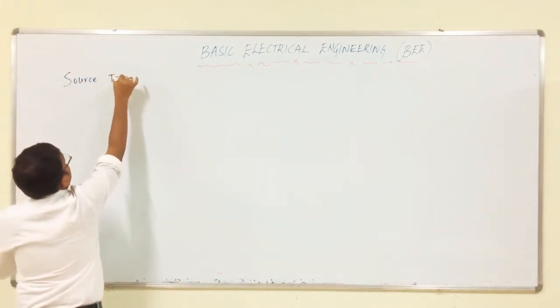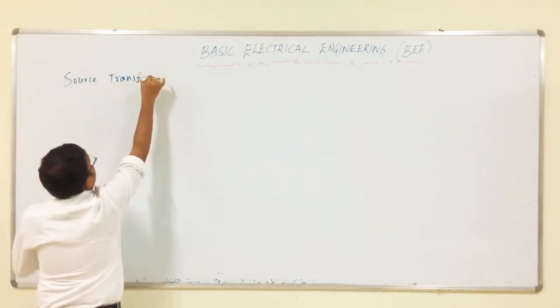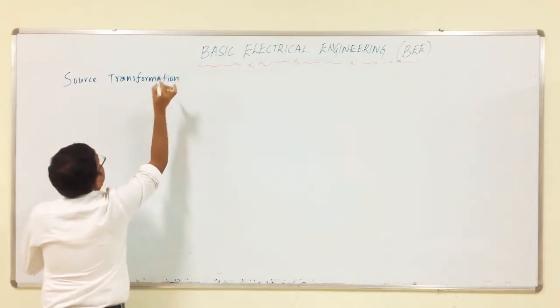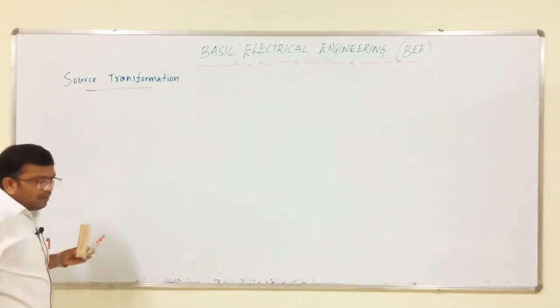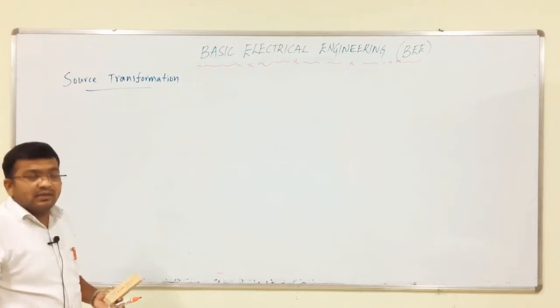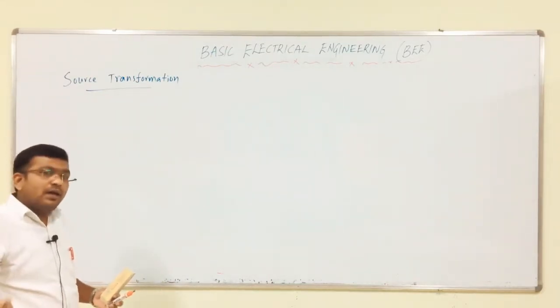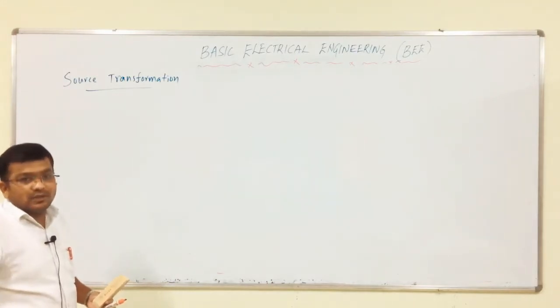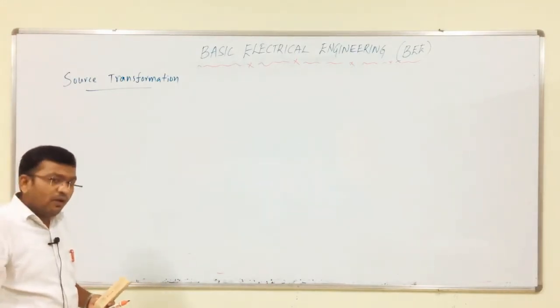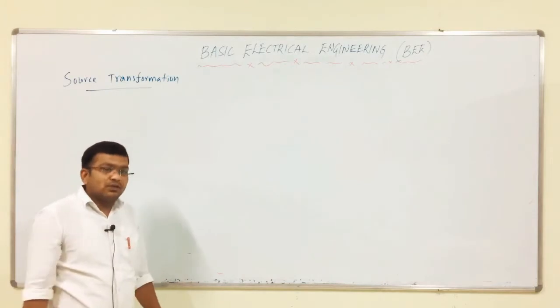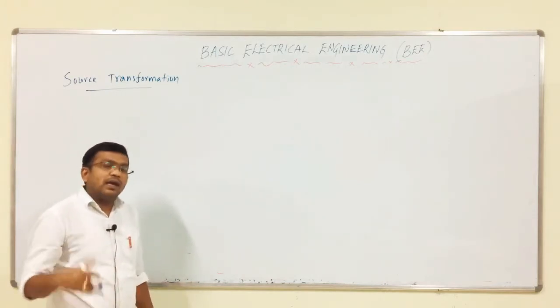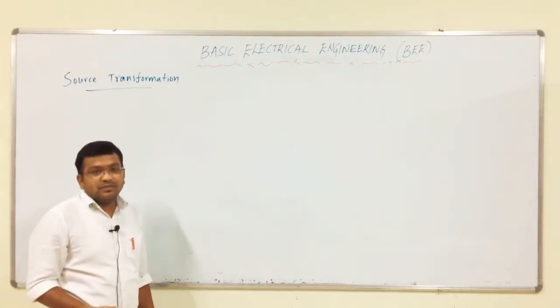Source transformation means what? We have to transform the sources from voltage source to current source, or current source to voltage source. Basically, we have voltage source, current source, no? So, ideal voltage source, ideal current source.